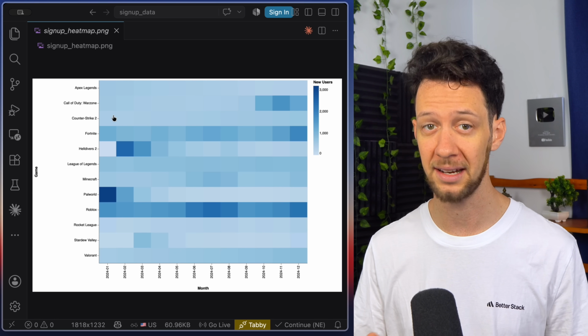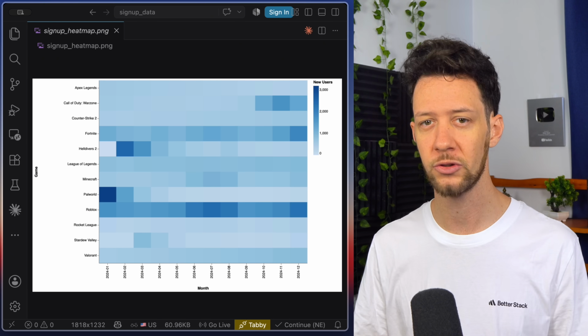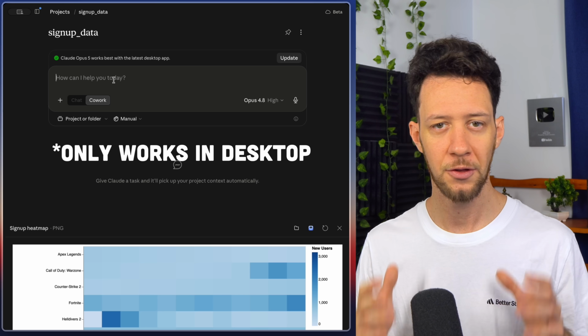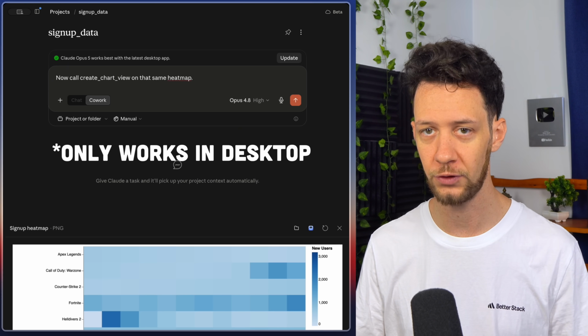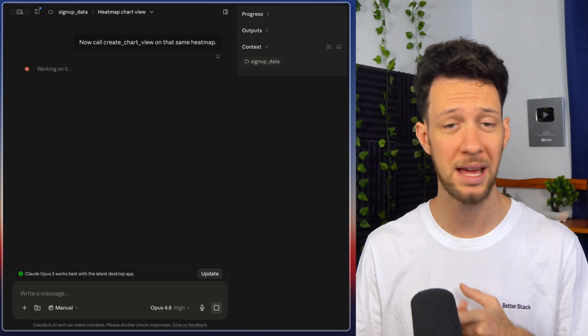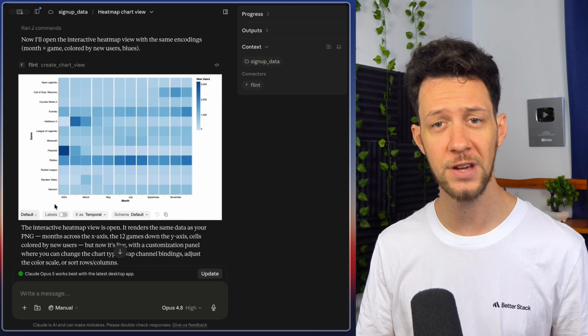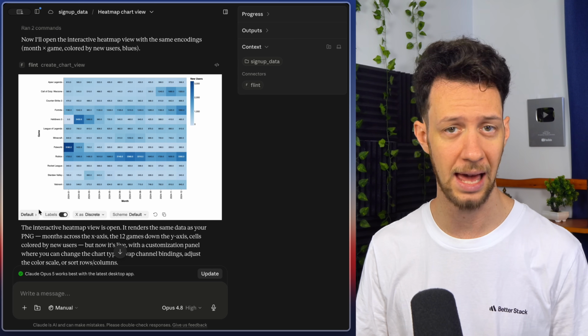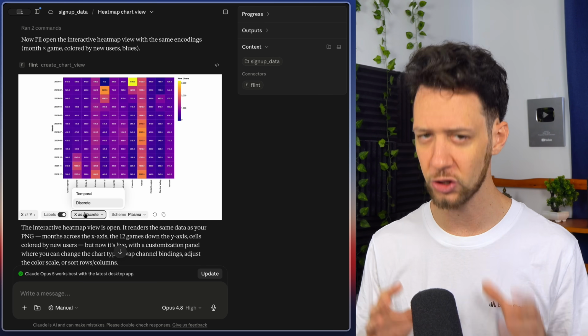Rendered locally so my data never left my computer, but here's the part I didn't expect. There's a tool called Create Chart View that opens an interactive panel. I didn't have to reprompt, and I didn't spend any tokens on that. The model finished its job, and the chart is still editable. So here's what's actually happening now.